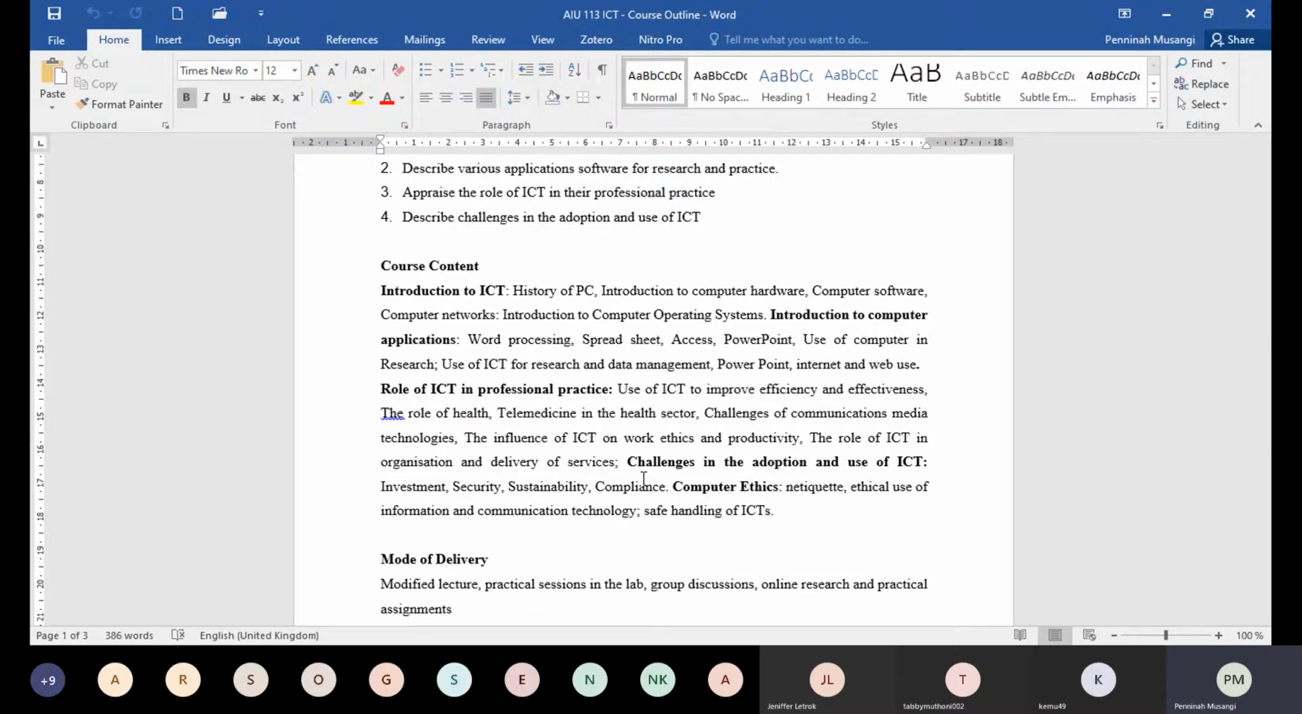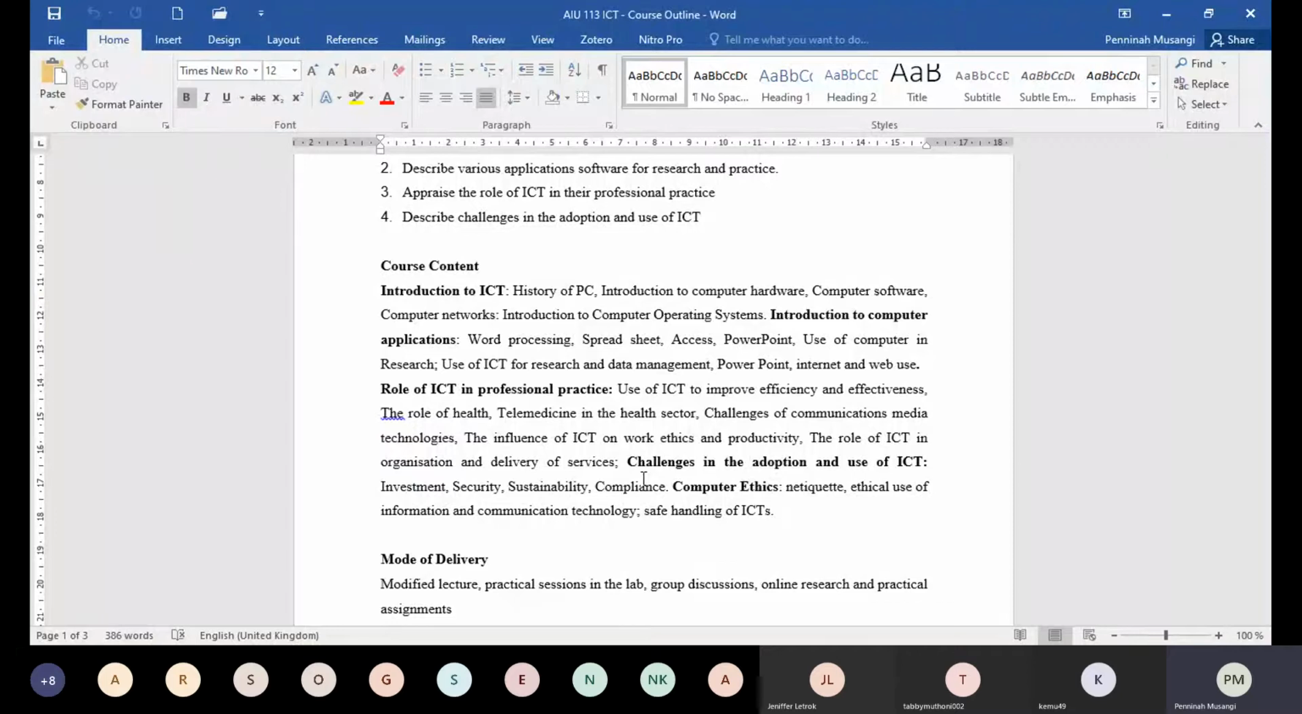sustainability, compliance. And the last topic we are going to look at is computer ethics, because it is good to realize that it's also part of the challenge. It has brought in so many, we call it a double-sided sword. It has positive and negative impacts. So we are going to look at computer ethics.